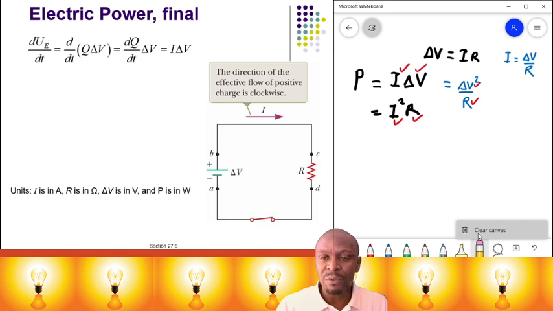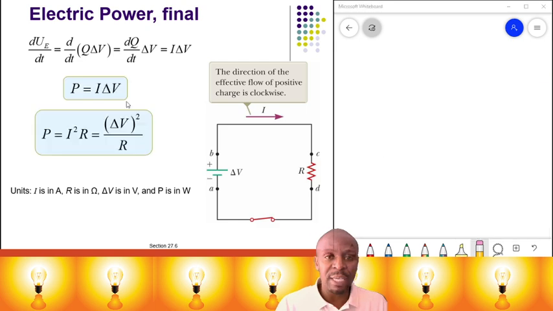Now, this is what I've just shown you. The I is the current and it is in amperes. The R is the resistance, it is in ohms, and the change in V, the difference in potential, has units of volts, and the P is the power, and the power is calculated in watts.